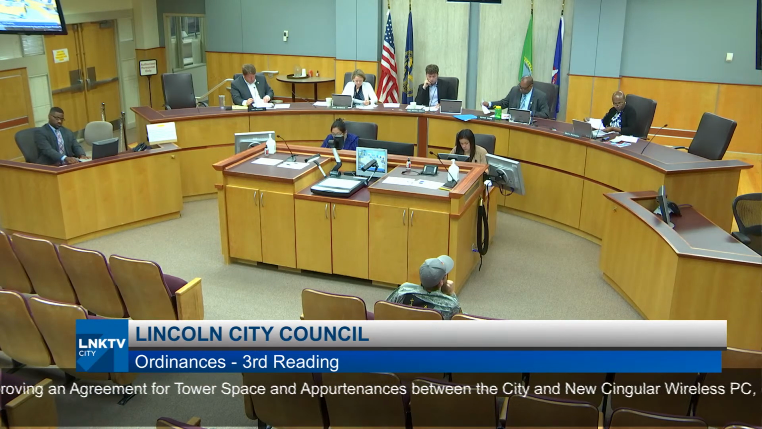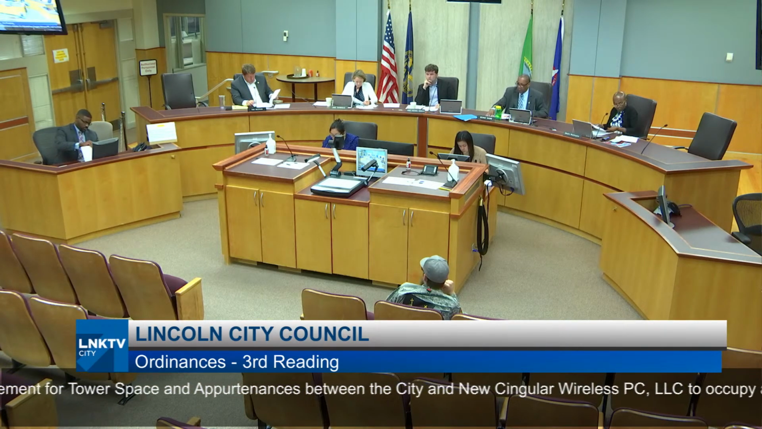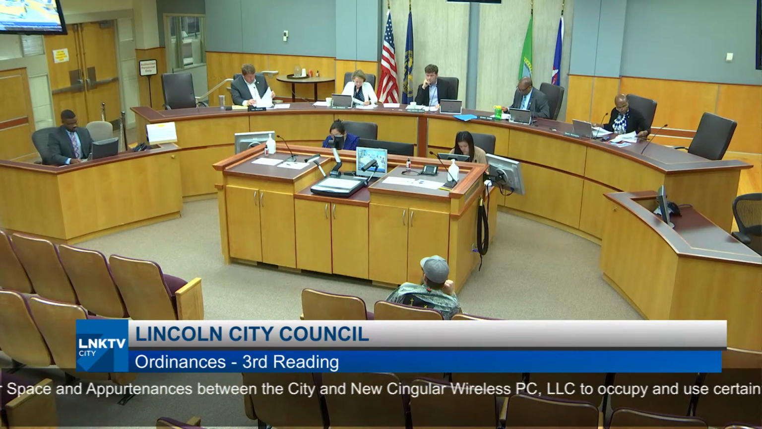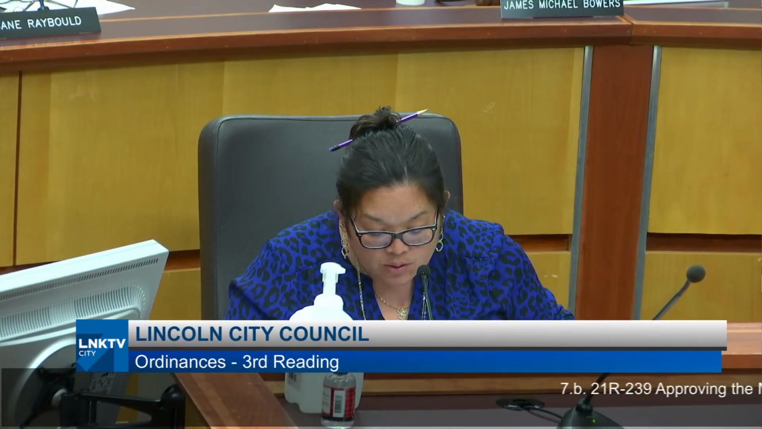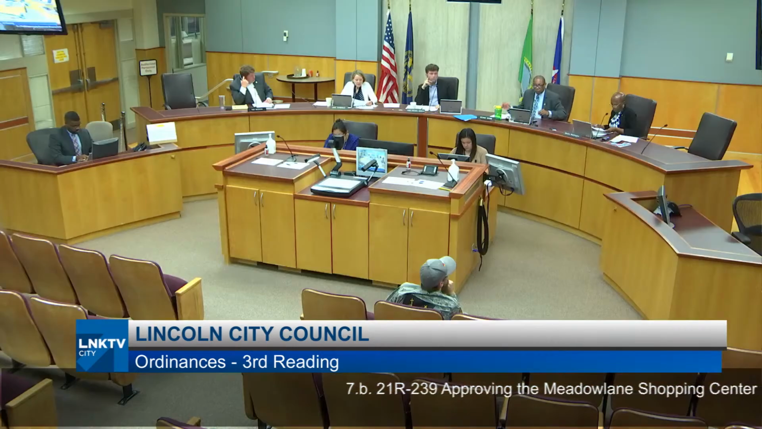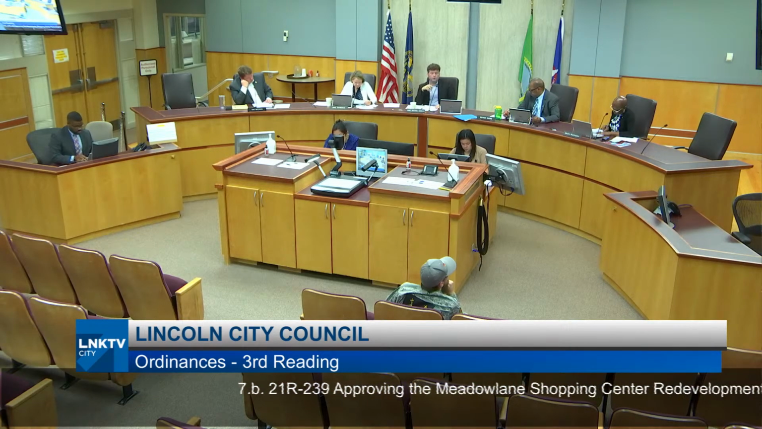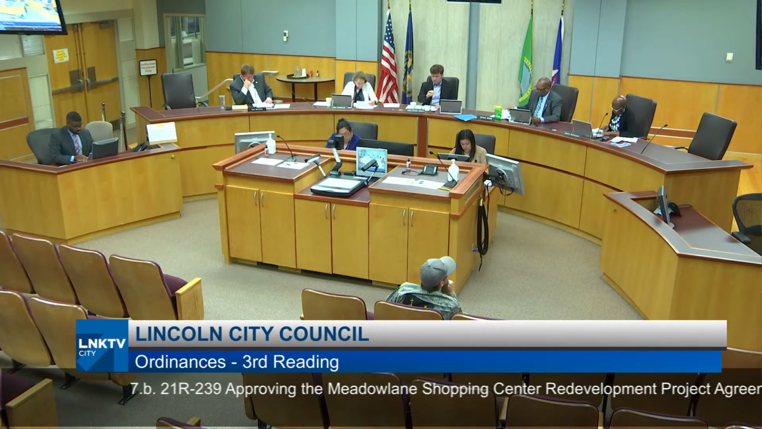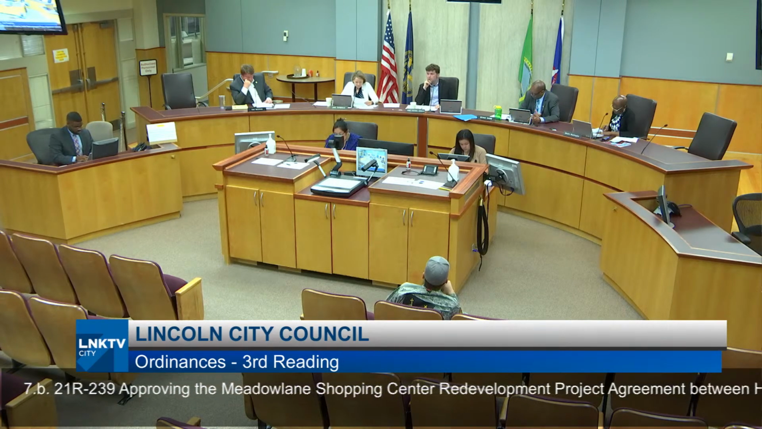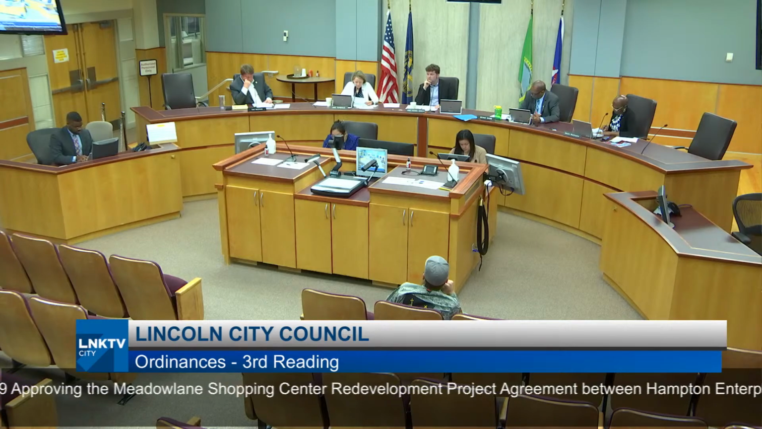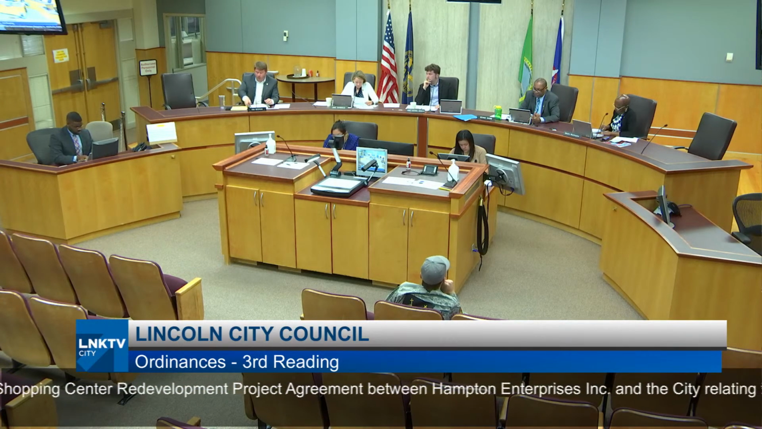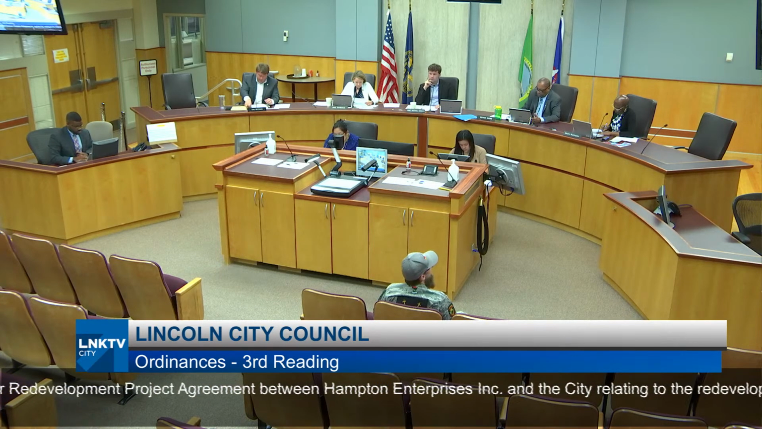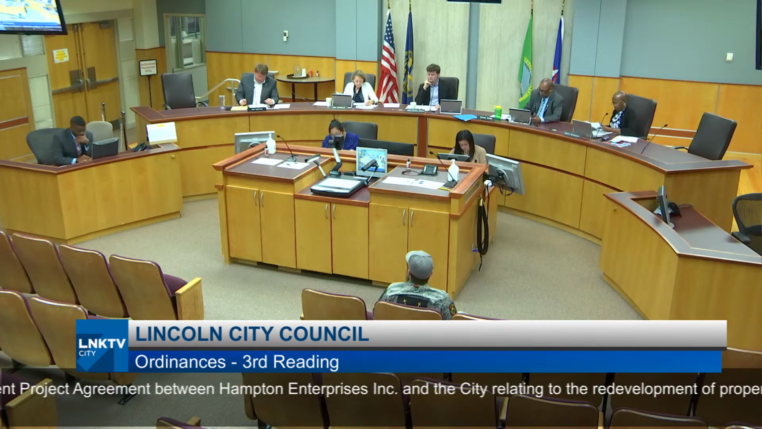Item 7B is approving the Meadow Lane Shopping Center redevelopment project agreement between Hampton Enterprises, Inc. and the city relating to the redevelopment of property generally located at the northeast corner of 17th and Vine Streets, introduced by McGinnis. So moved. Second. Moved and seconded by Councilman Schob. Any discussion? Seeing none, may we please do a roll call vote? Raybold, Yes. Washington, Yes. Schob, Yes. Beckius, Yes. Bowers, Yes. Motion carried 5-0.